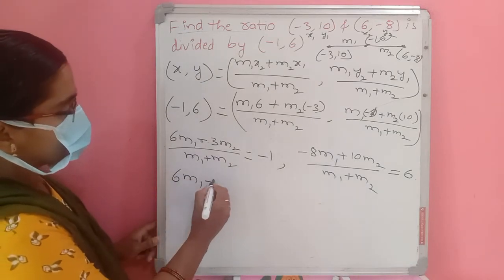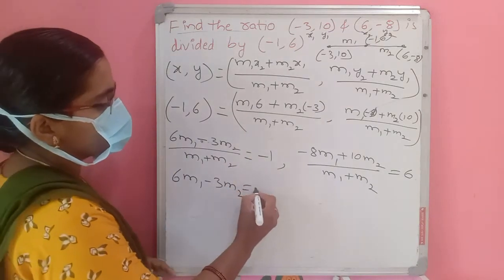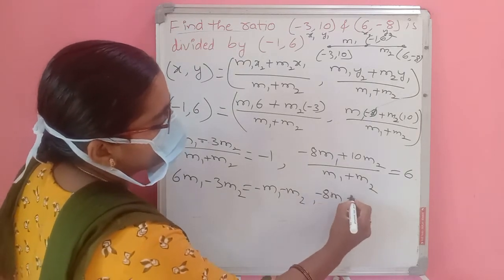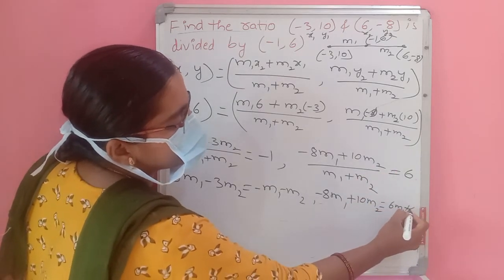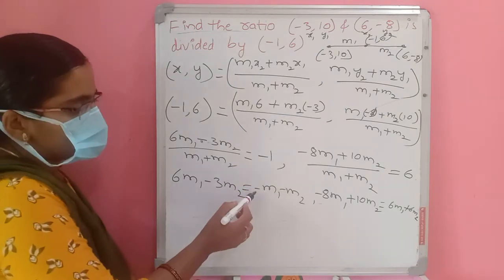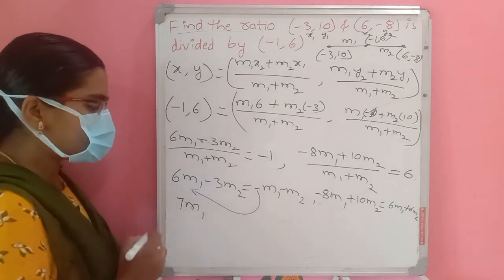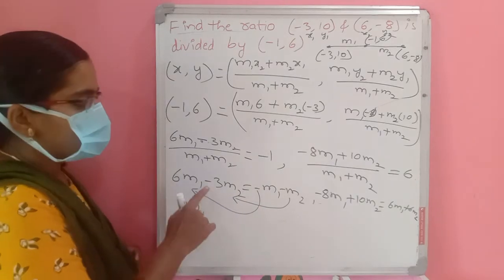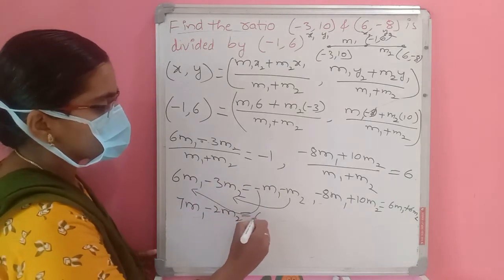So 6 m1 minus 3 m2, transpose m1 plus m2 to that side: minus 1 into m1 plus m2, minus m1 minus m2. And minus 8 m1 plus 10 m2, transpose m1 plus m2 that side: 6 m1 plus 6 m2. If you transpose minus m1 it becomes plus m1. 6 m1 plus 1 m1 is 7 m1, minus 3 m2 plus m2 is minus 2 m2, equal to 0.